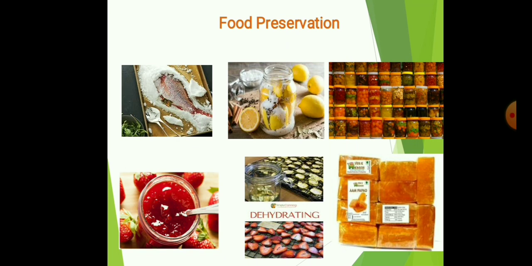The next method is canning. What do you mean by canning? In this method, air is removed from the food and then it is stored in airtight containers to prevent the growth of germs. Vegetables, fruits and milk products are stored by this method.